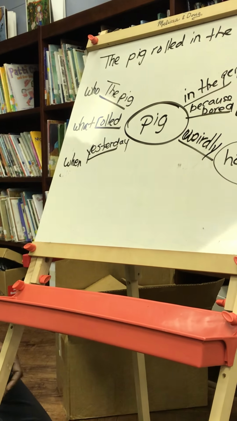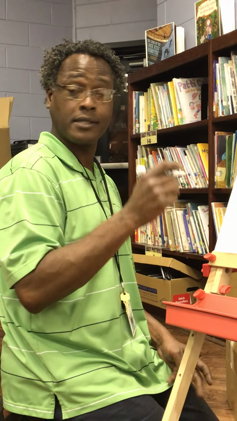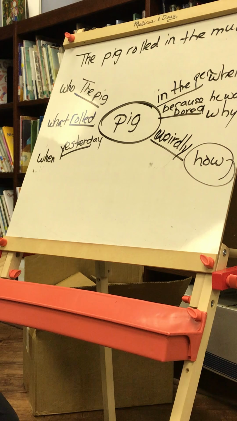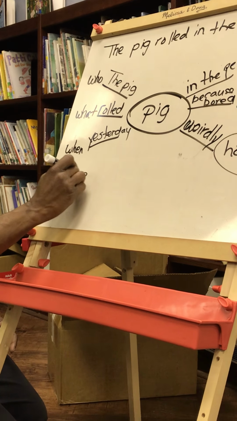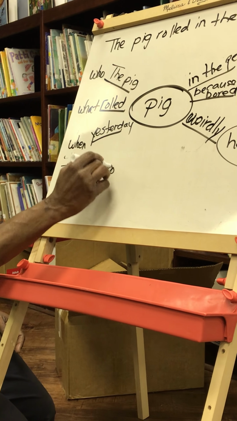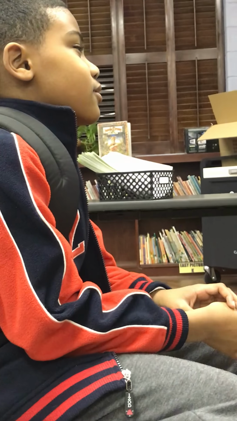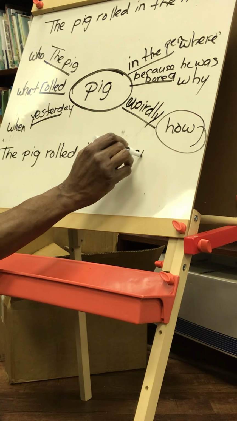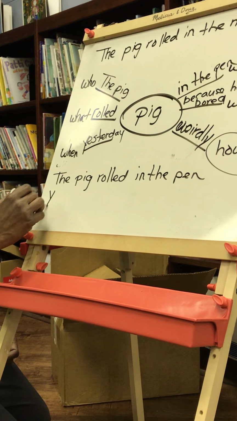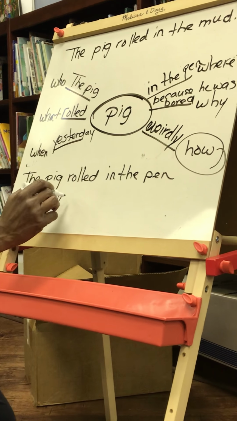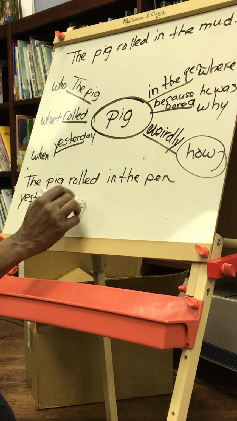Now that we've put an answer on each of these lines, you now have your super sentence. All you have to do is copy the words you've already written into a sentence. You don't have to add anything to it. So let's start. The pig rolled, and you don't have to say it in order. You can pick any of these to say next. In the pen. Yesterday. Weirdly.